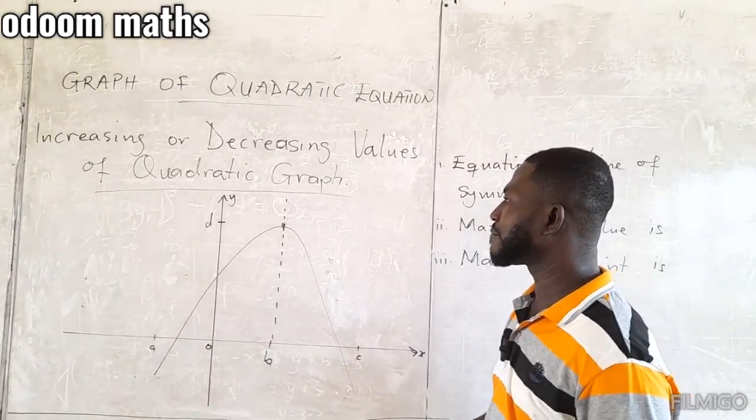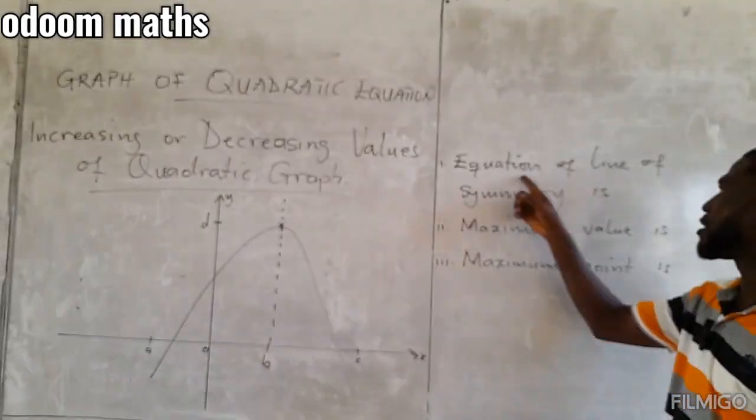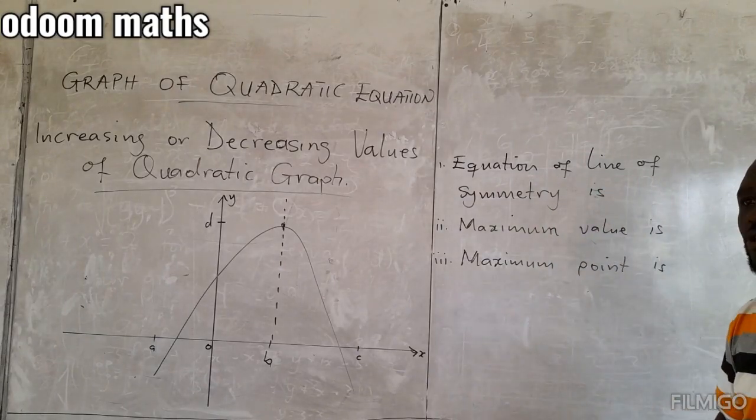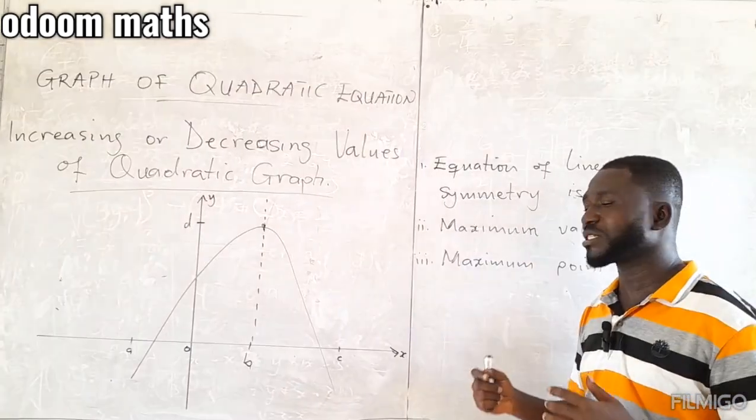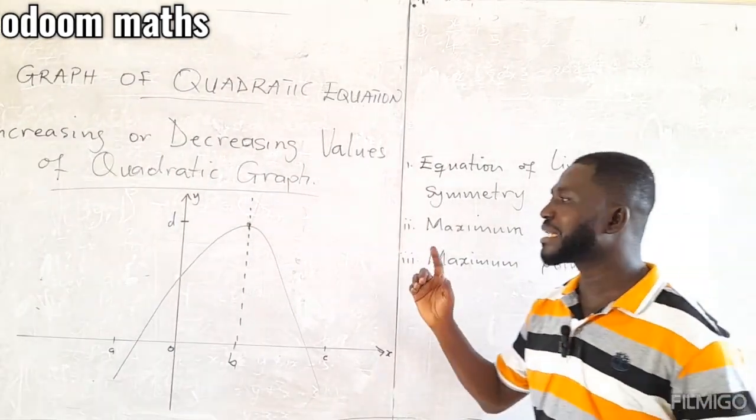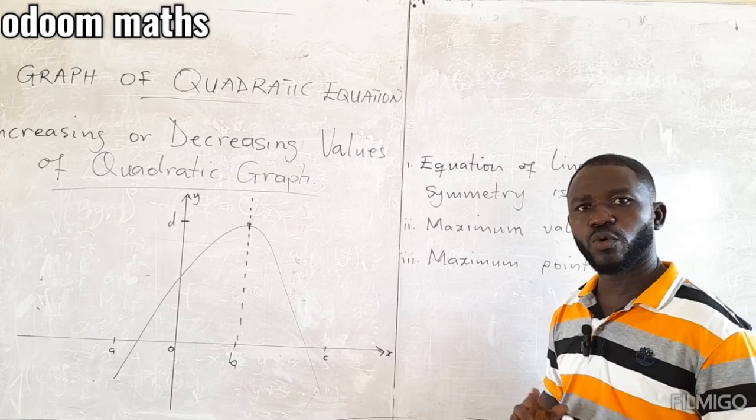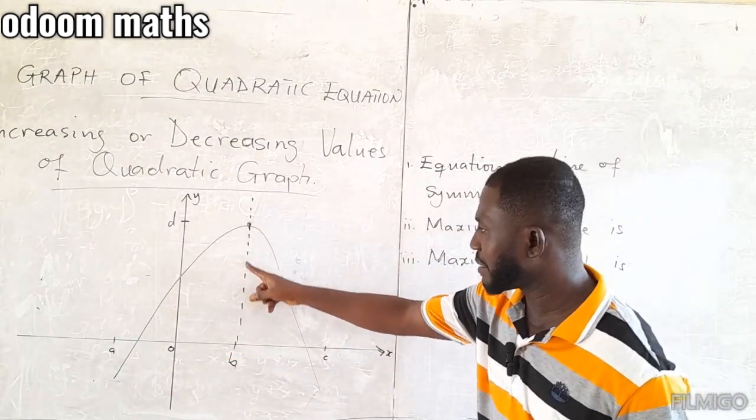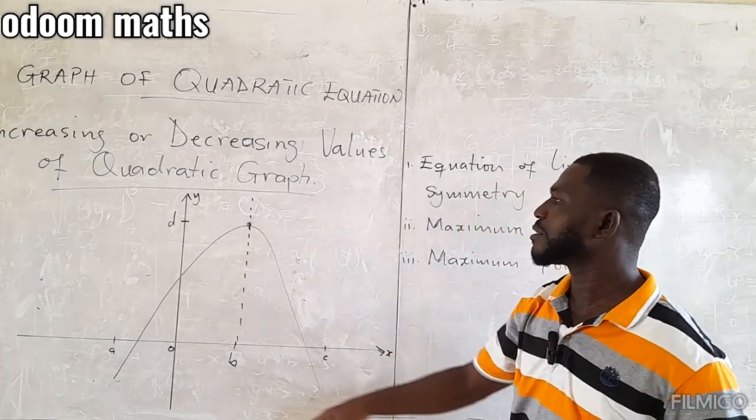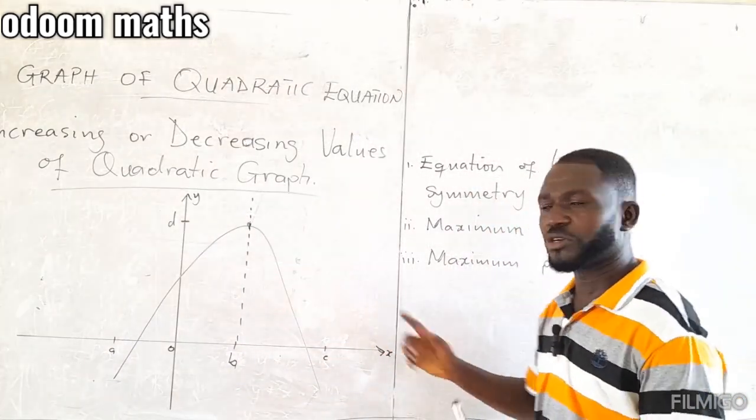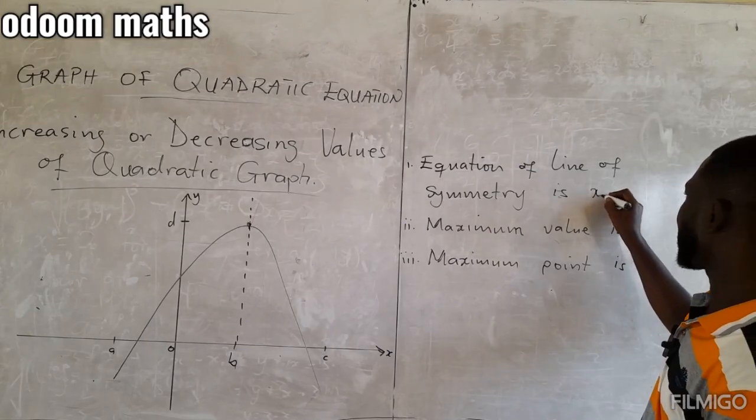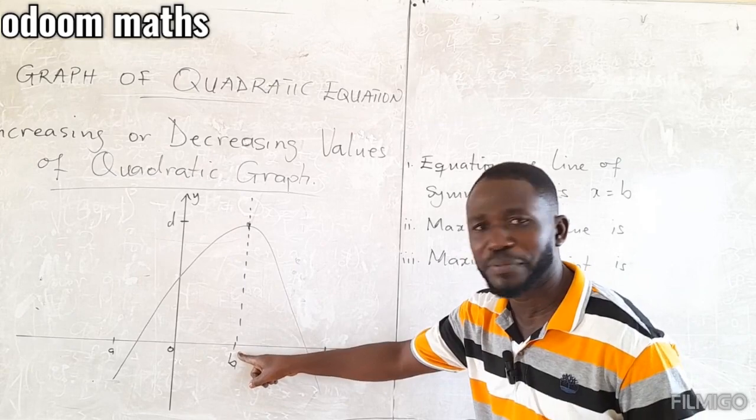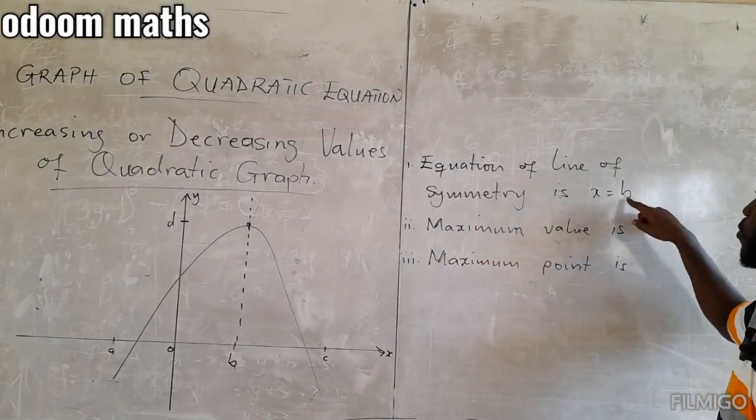Before then, let's talk about equation of line of symmetry. Line of symmetry is a line that divides a plane figure into two equal parts. So this figure drawn here, this line is dividing that into two equal parts. So the equation of line of symmetry is x equals b because it is passing through the x-axis at b. So that is why it is x equals b.